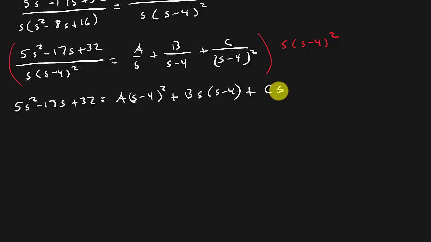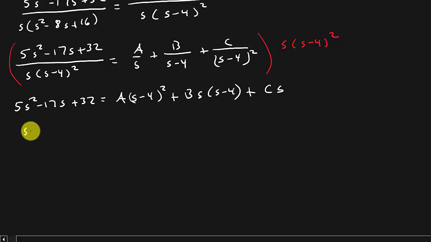All right, so we'll let s equal 0. And when s is equal to 0, you see that goes out, and we're left with 32 equals, what is that, 16a? So a is equal to 2. Make sure I'm going to get all this right.